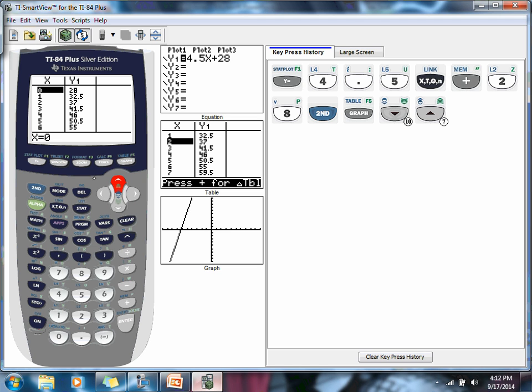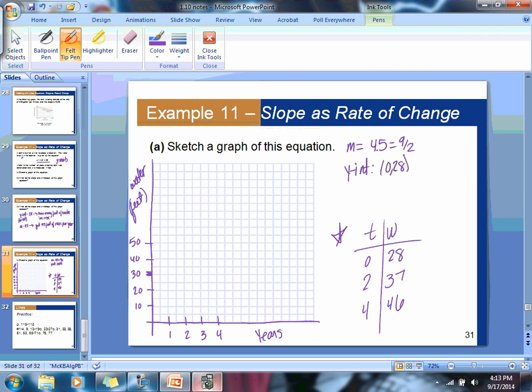It doesn't say how big to make the graph or for how many years you need to graph it, so let your calculator do the work for you. We spent a whole day on how to use your calculator, so have it make the table of values for you. And then you can plot those points. (0, 28) would be right about there maybe. At year 2 we're at 37, so that might be right about there. Year 4 we're at 46, so there's 45, 46, right about there. So there you go. There's your graph.